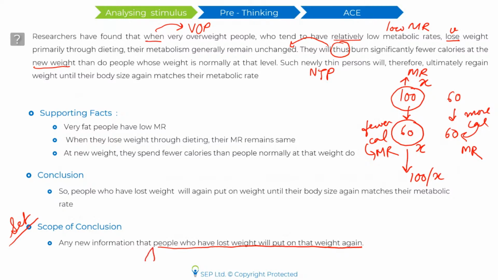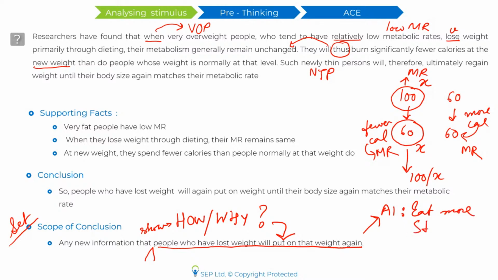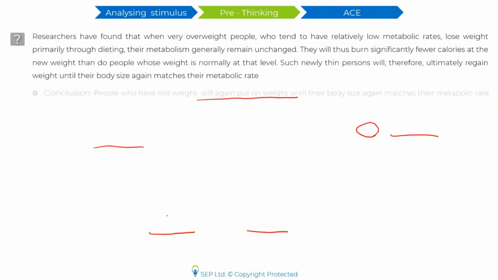So one simple way would be, I'm just going to show you that as well. Let's say here we have any new information that shows, okay, you can ask these two questions: how or why people who have lost weight will put on that weight again. And you can think of common sense answers. So common sense would say they will put on weight because they will eat more, or they will stop the diet that they were following. Another common sense answer would be, let's say they won't exercise to maintain the lost weight. And setting this question gives you a direction. Okay, so that's the best way to spot assumptions. Ask that question, how or why.